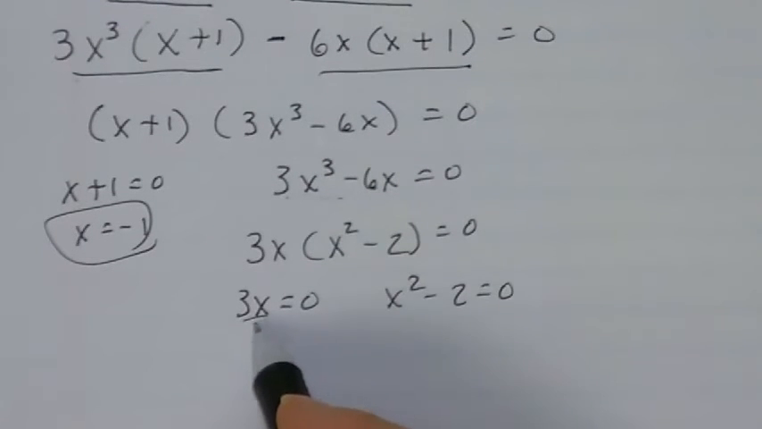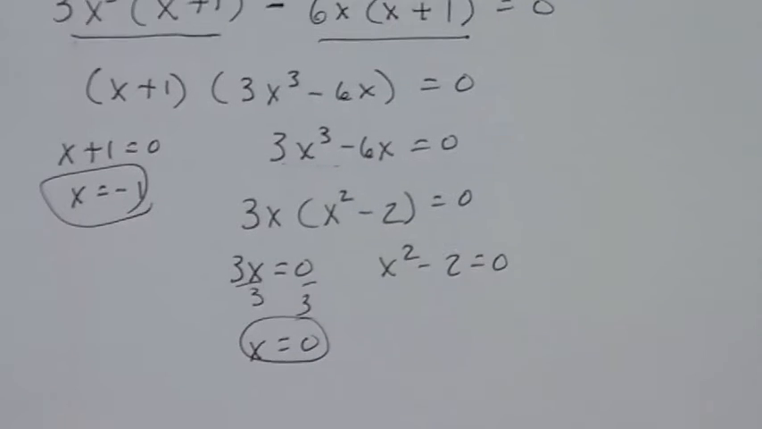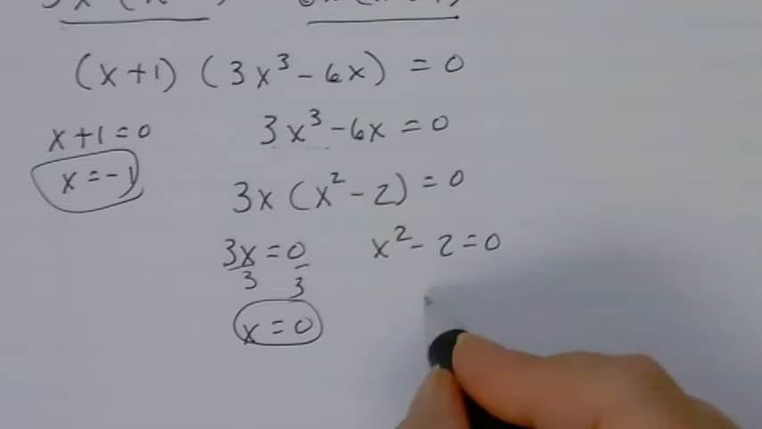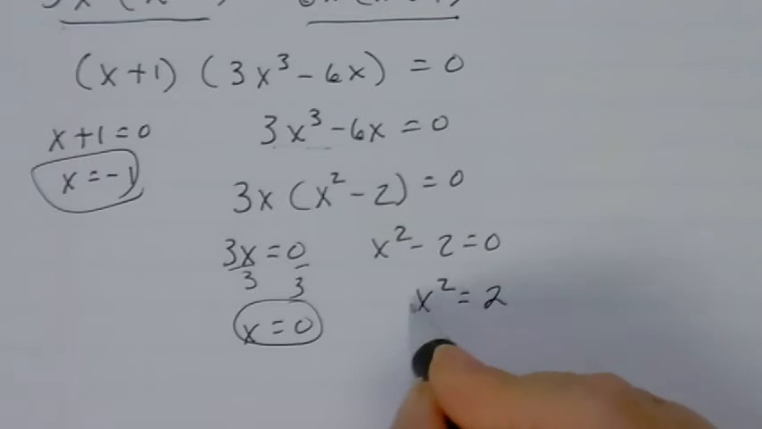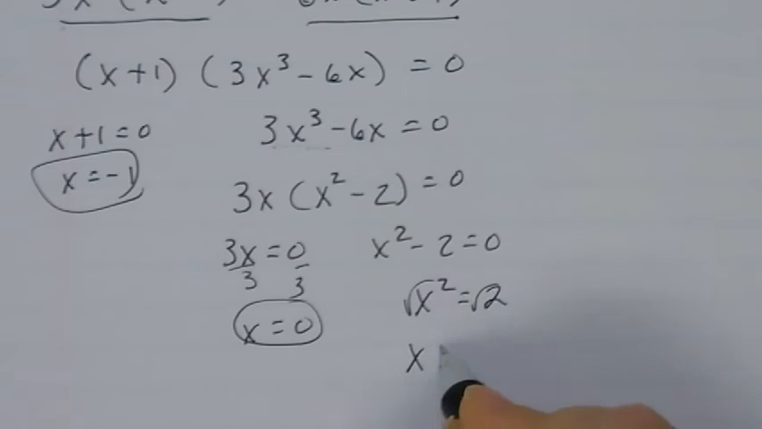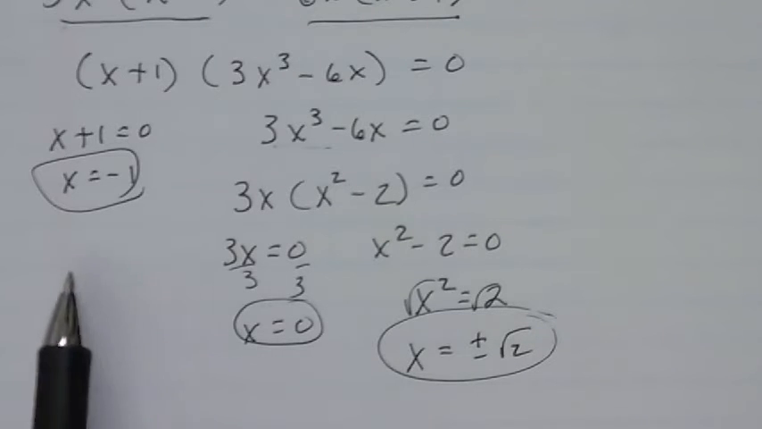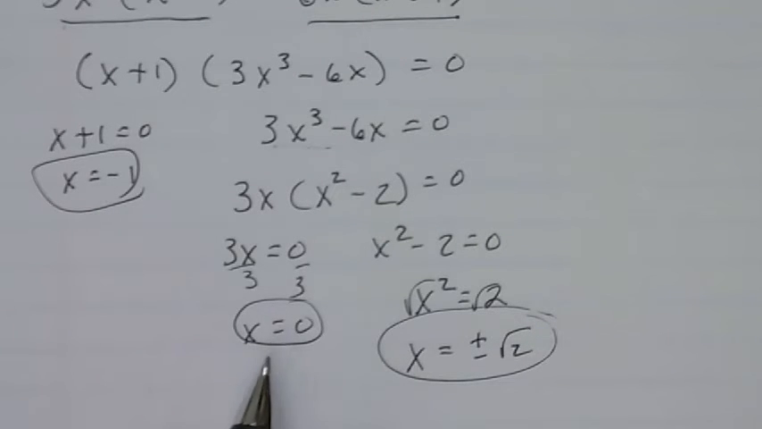So here, divide both sides by 3. X equals 0 would be one solution. And then on this one, in order to solve, I'm going to add 2 to both sides and square root both sides. So I get x equals plus or minus the square root of 2. So this is where I get my 4 solutions. Negative 1 is a solution, 0 is a solution, positive square root of 2 is a solution, and negative square root of 2 is a solution. So I have 4 solutions.